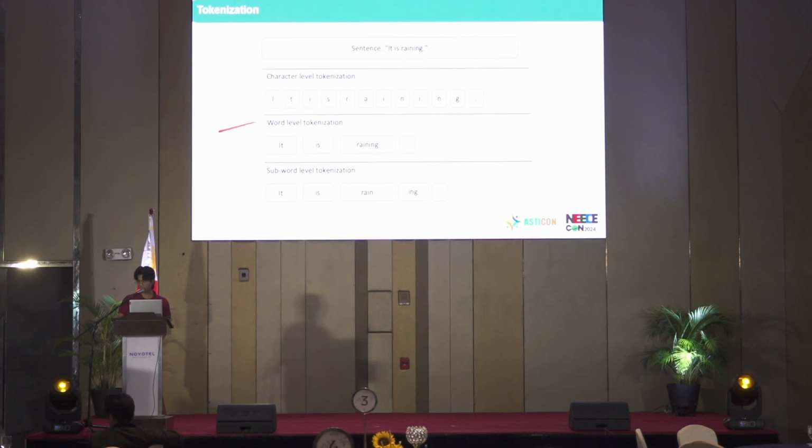To understand SpeechX, we must first understand large language models. Tokenization is an important pre-processing step for training large language models. For example, take the sentence, "It is raining." This sentence can be partitioned into characters, as shown in the first row, or by word, as shown in the second row, or by subword, which is a compromise between character-level and word-level tokenizations.